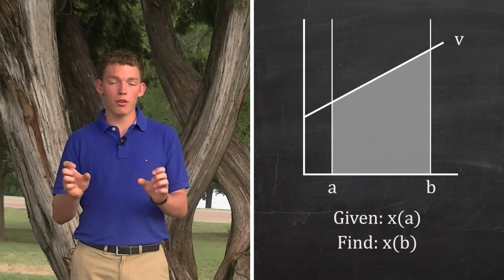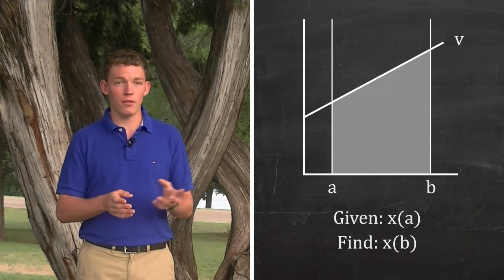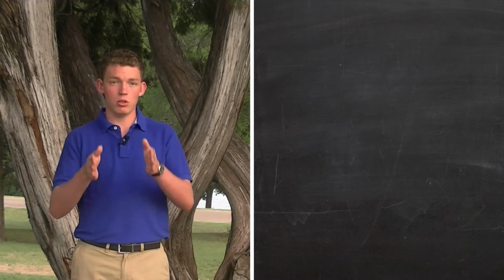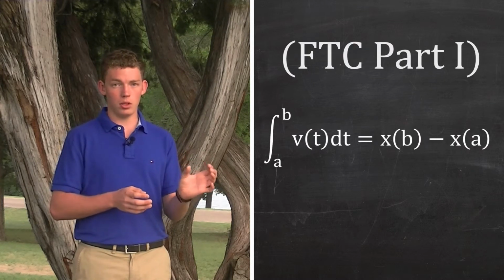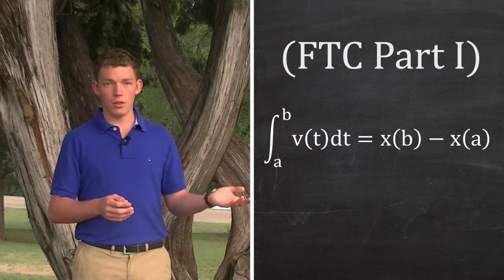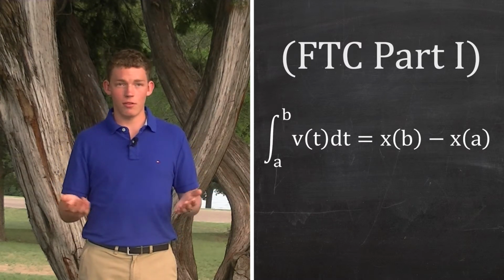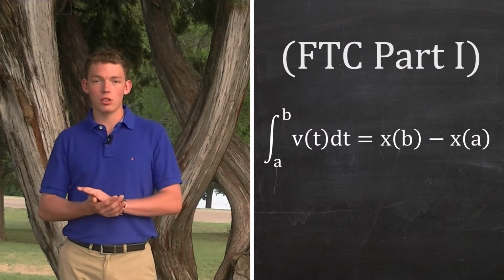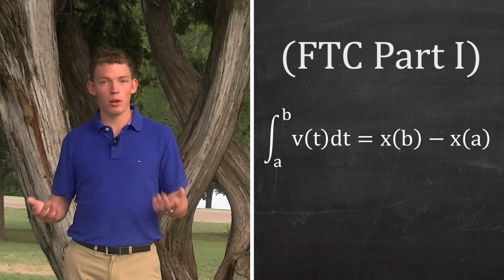So what I'm doing is I'm giving you the antiderivative of the velocity at a certain point. Now, the other endpoint, which is b, you can find the position at that point if I gave you the position at a. So basically what you do is you find the area, you set it equal to the position you're trying to find, minus the one I gave you, which would be the point at a. And you can do the opposite. If I gave you b, you could find a, as long as you have that area. So basically, that's part one of the fundamental theorem of calculus.